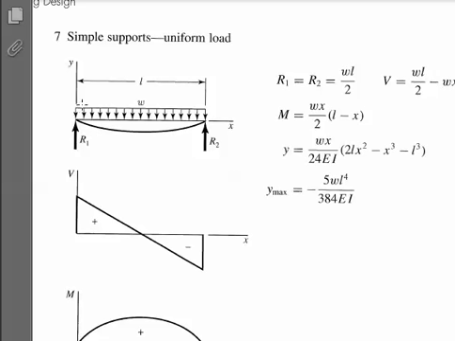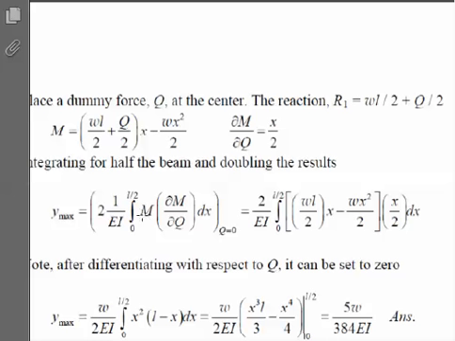And so I'm fully justified in integrating half the length of the beam, calling that half the energy, and then multiplying by 2. So an integral over half the beam of M, partial of M with respect to Q, substituting Q equals 0, okay, a 1 over EI term out here because that's what the equation says, and a 2 to double the energy of half the beam.